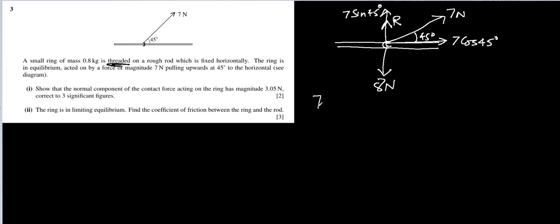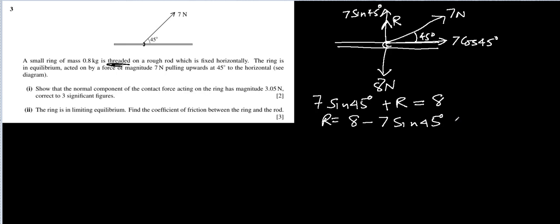So 7 sine 45 degrees vertically up, and the reaction force, normal contact force, will be equal to the downward force, which is 8 newtons, because we are in equilibrium. So R becomes 8 minus 7 sine 45 degrees, and surely it will be 3.05 newtons.